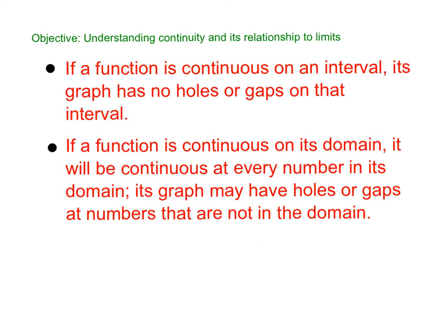If a function is continuous on an interval, its graph has no holes or gaps on the interval. If a function is continuous on its domain, it will be continuous at every number in its domain. Its graph may have holes or gaps at numbers that are not in the domain. So you need to pay attention to the way they're wording it. Sometimes we're talking about continuity in general, continuity at a point, continuity on the domain. So you need to see what exactly they are referencing.